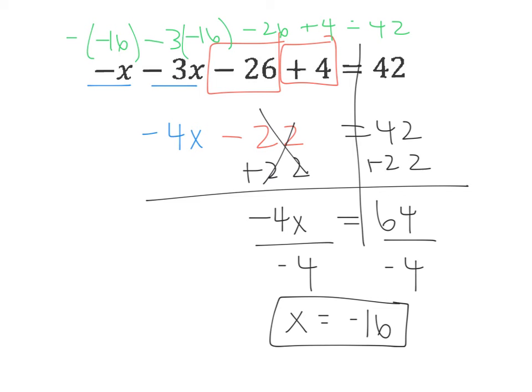So a negative 16 is really a positive 16. So we have 16, and then a negative 3 times a negative 16 is positive 48. So right now we're at 16 plus 48 is 64. 64 minus 26 is 38, and plus 4 is 42. So it works. We are right. Great job.